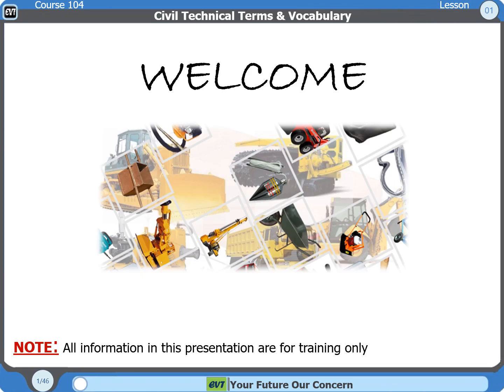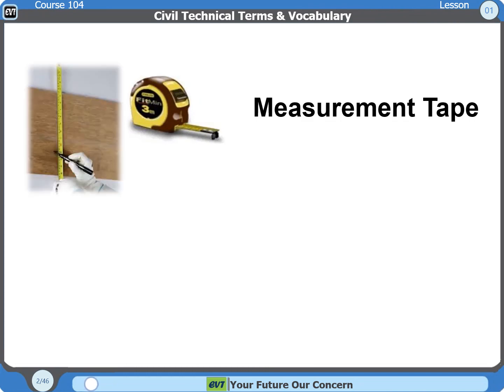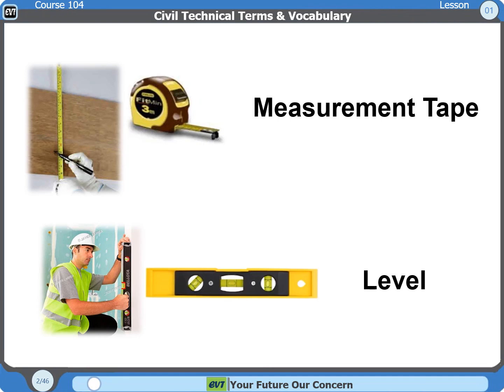Hello everyone. Today we are going to talk on this presentation for necessary tools and equipments used on civil maintenance works. Let's start by measurement tape. Measurement tape used to measure distance or size. We have level used to determine whether a surface is horizontal level or vertical plumb.